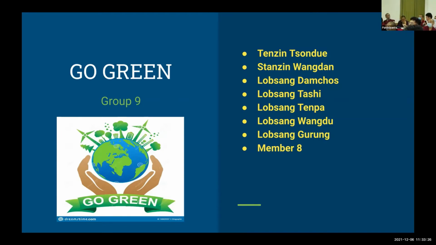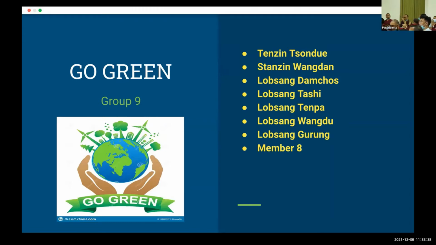Our group 9 represents monastics from Gomang, Rate and Sakya monasteries, so we represent three different monasteries. We have Stenzen Wangden, Lobsang Thamches, Lobsang Tashi, Lobsang Temba, Lobsang Wangdi and Lobsang Gurung.